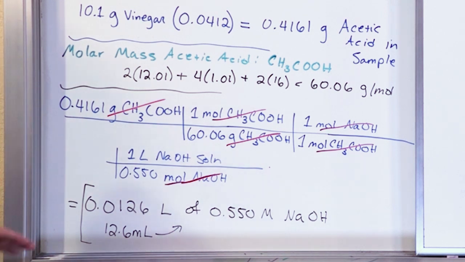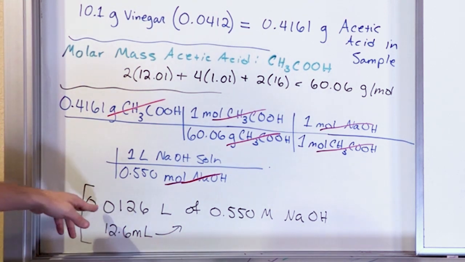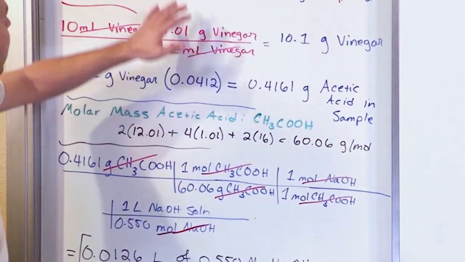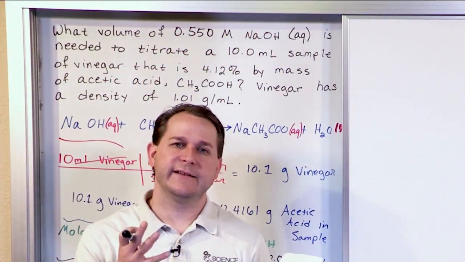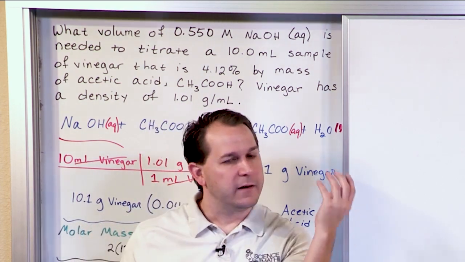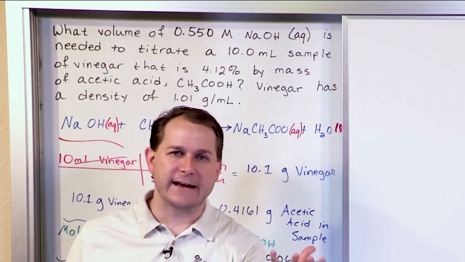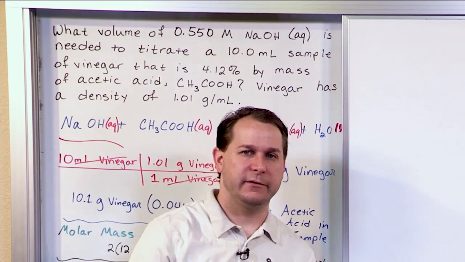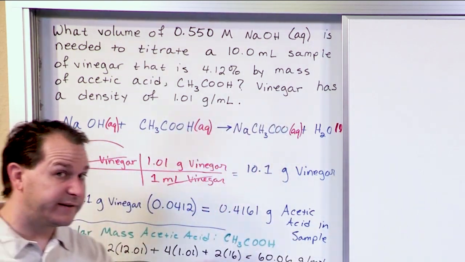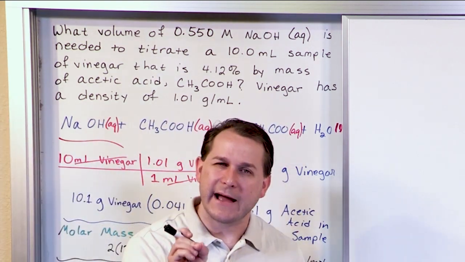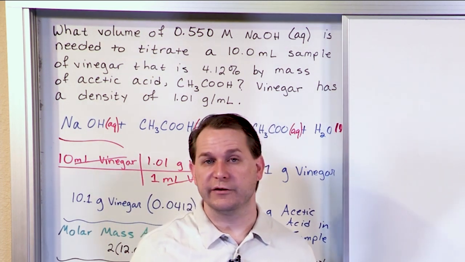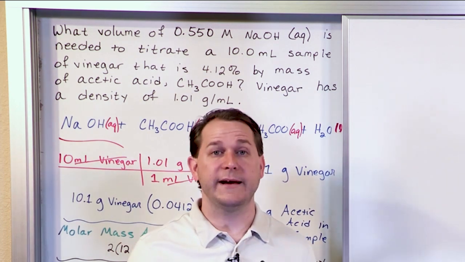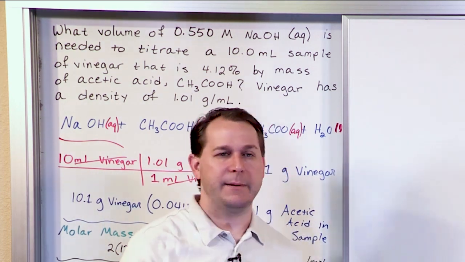What we figured out is we need 12.6 milliliters, which is the same as 0.0126 liters, of this stock solution given in the problem. So if we set this experiment up, we'll have a flask of this amount of acetic acid, and then we're going to add this base to it. How much are we going to add? 12.6 milliliters. And at the moment that we add 12.6 milliliters to it, suddenly the solution is neutralized. It's neither acidic nor basic. Everything's reacted, and that's basically it.